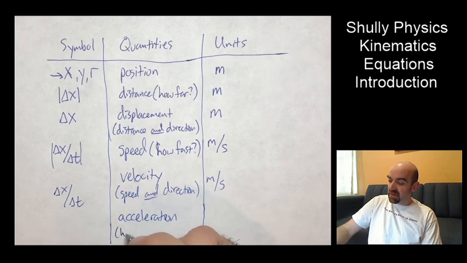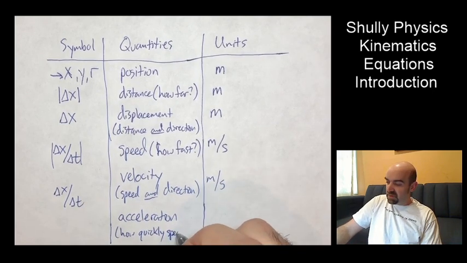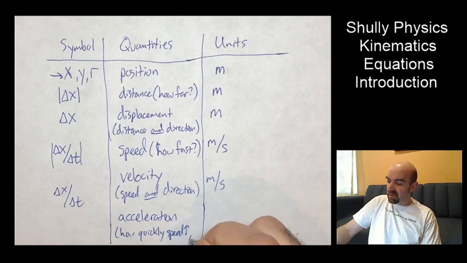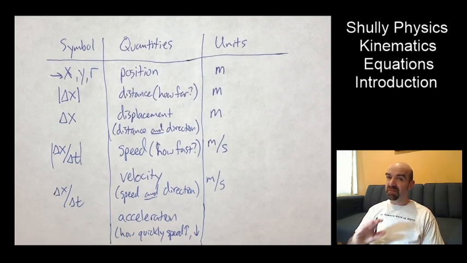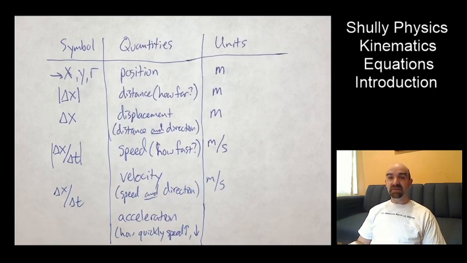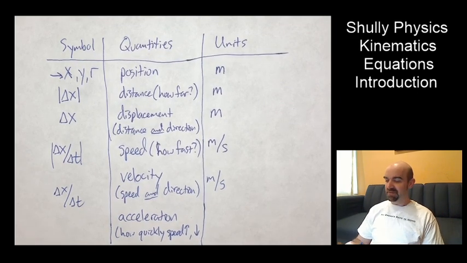So this is a little bit more involved. How quickly you speed up or down. Okay? If I'm speeding up, I have positive acceleration. If I'm slowing down, I have negative acceleration. Now that's if I'm moving forward. If I'm moving backwards with a negative velocity and I'm speeding up, I've got negative acceleration. My motion is becoming more negative. But if I'm moving backwards and slowing down, I've got positive acceleration. My negative velocity is becoming less negative.